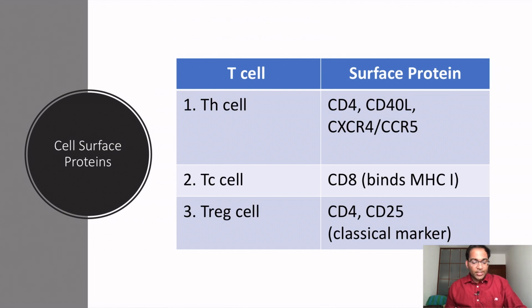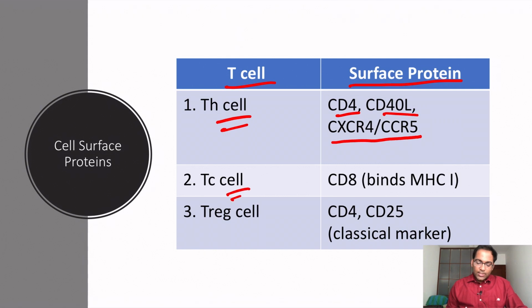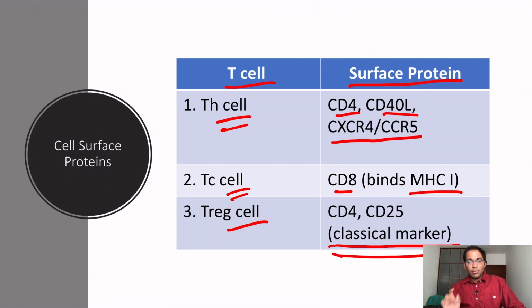So the next slide here explains the cell surface proteins on the T cell. The T helper cell basically has CD4, CD40 ligand, and CXCR4 or CCR5 as surface proteins. T cytotoxic cells have the CD8 surface protein that binds MHC1. The T regulatory cells basically have CD4 and CD25. They are the classic markers for T regulatory cells. If you really want to remember just one classical marker for T regulatory cells, it has to be CD25. You have to remember that.